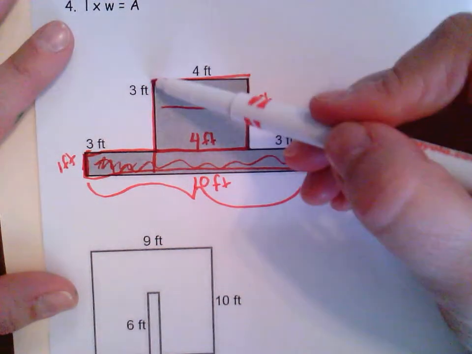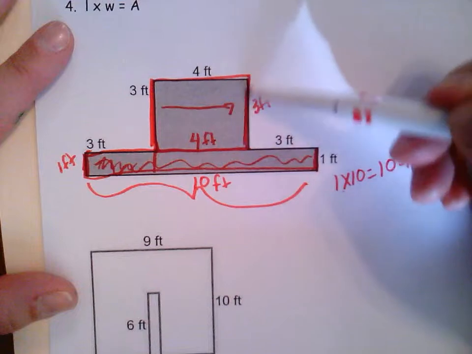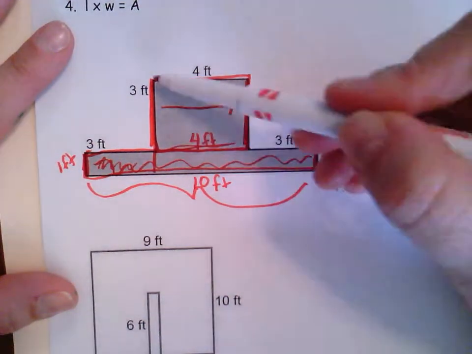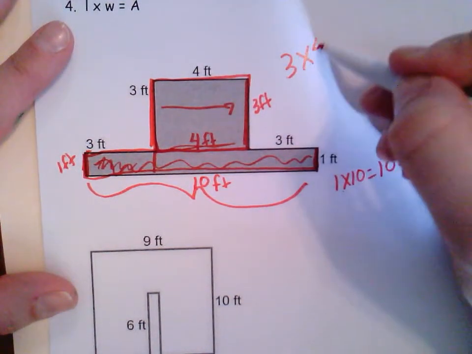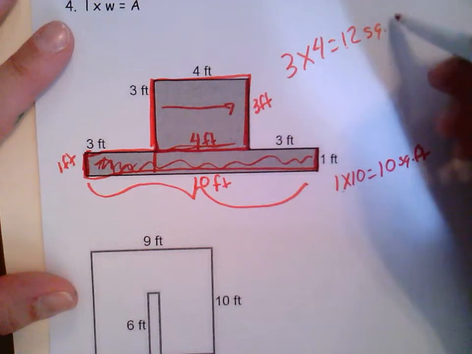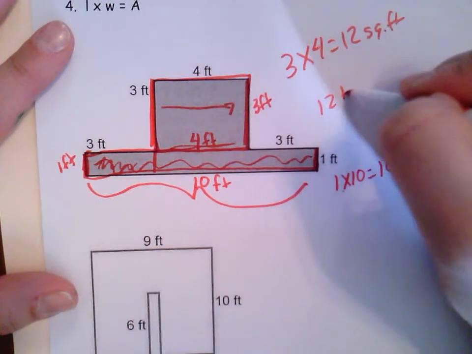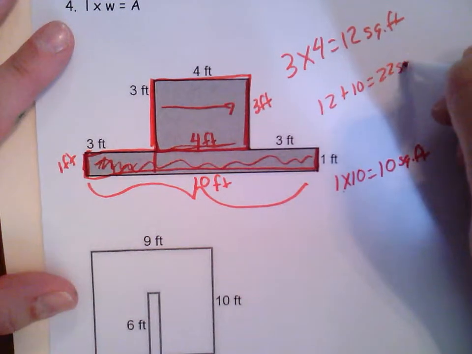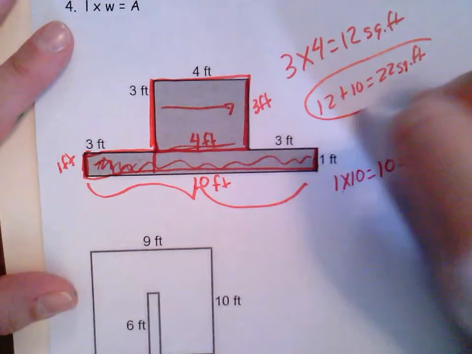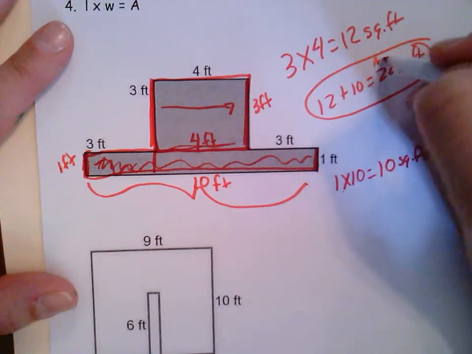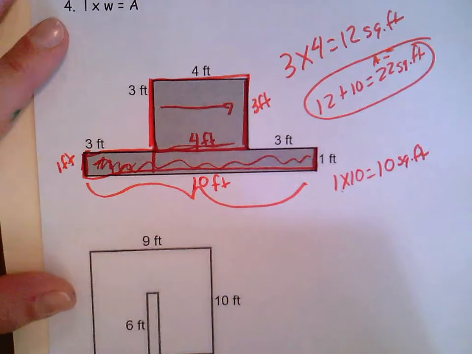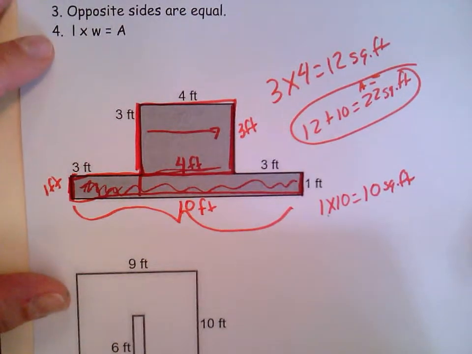Now coming across here, I've got my 3 down the sides over here and the 4 across. So that's going to be 3 times 4 equals 12 square feet. 12 plus 10 equals 22 square feet as my total answer. A equals 22 square feet.